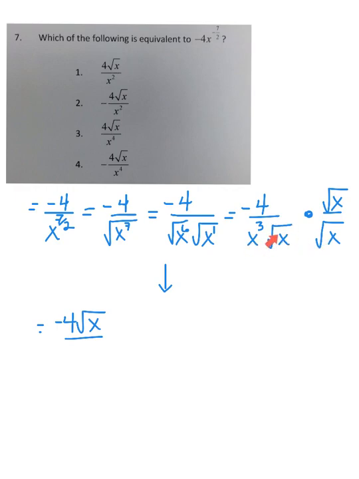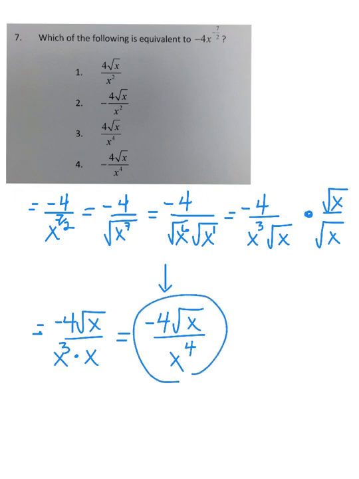Now what's radical x times radical x? Any radical times itself is just that thing without the radical sign. So that's going to be x cubed times another x, right? Which is really x to the fourth, isn't it? So negative 4 radical x over x to the fourth. Now look at this. This is choice 4.